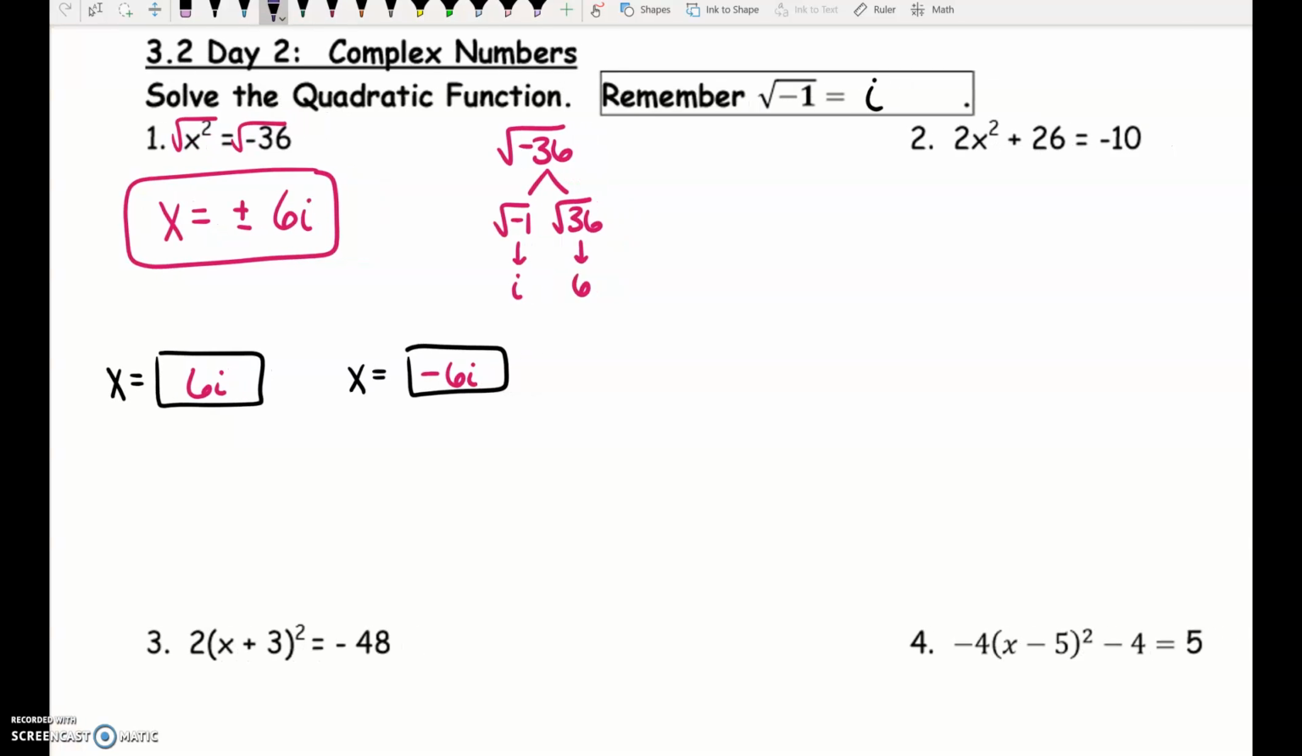Number 2, what do you think we need to do first? Yep, subtract 26. So we have 2x squared equals -36. And I know you're looking at that -36 and thinking, ooh, let's take the square root, that's 6i. But we can't take the square root yet. We have to first divide by 2. So x squared equals -18.